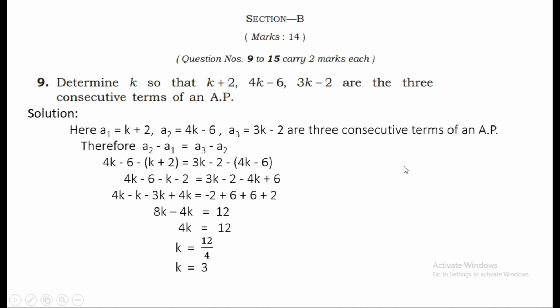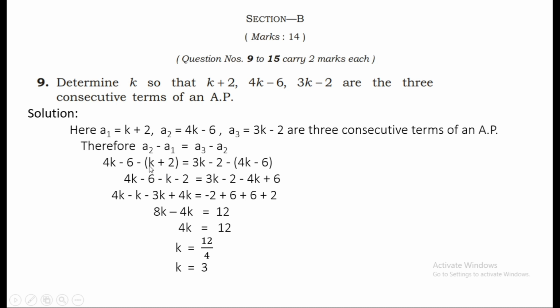So A1, A2, A3. If these are the consecutive terms, you have this formula given in your book that A2 minus A1 is equal to A3 minus A2. So you put down the value of A2 minus, put down the value of A1 within bracket. Here is where students make mistakes. If you do not put A1 in bracket, it will be minus k plus 2. But if you keep this in bracket, you will get minus k, then plus into minus into plus will be minus. Okay, so be very careful.